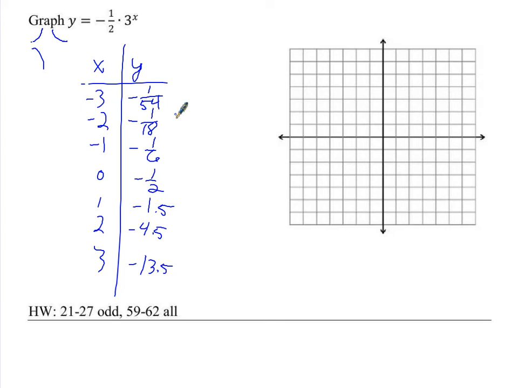All right, most of these are going to fit on our graph, so let's go ahead and graph them. We have negative 3, which is here, and then negative 1/54. What am I going to do?